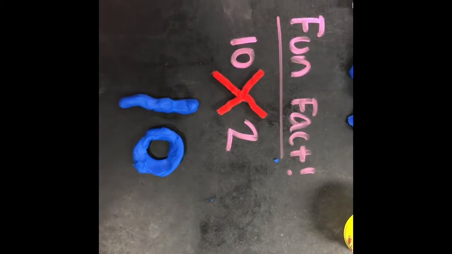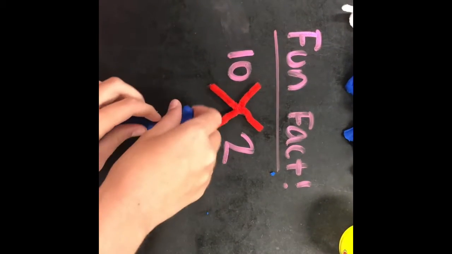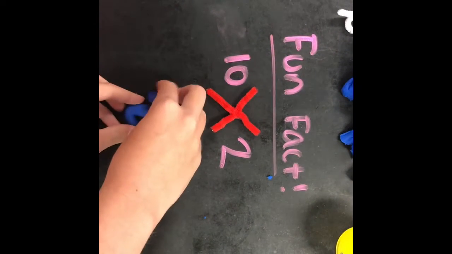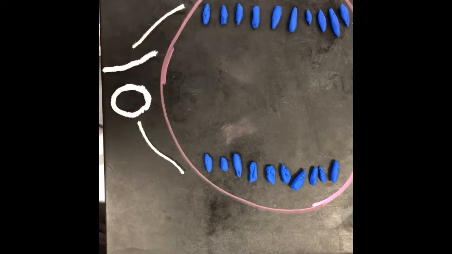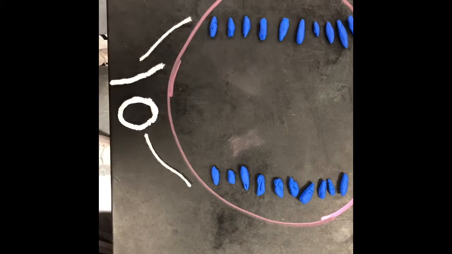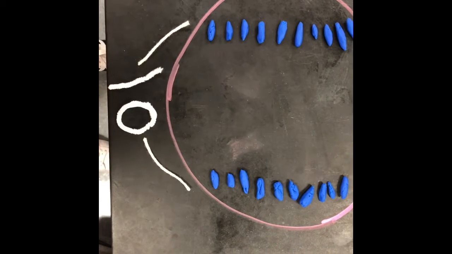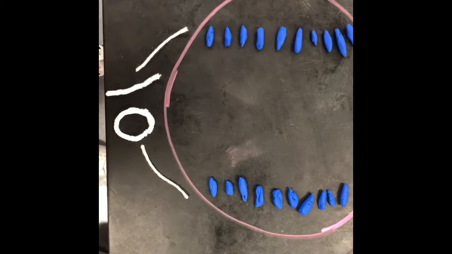If a cell has 10 chromosomes, then there will be 20 chromatids. If there are 10 chromosomes at the equator, then 10 chromatids will be pulled to each side of the cell at the end of anaphase.